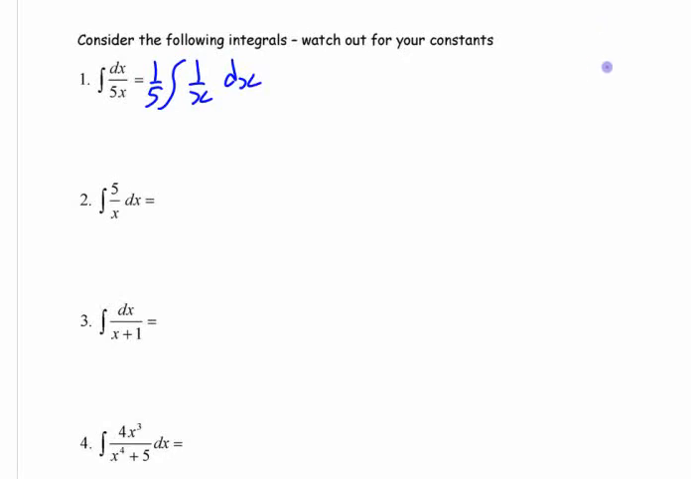natural logarithm as the derivative of that 1 over x, all right? What's the integral of that? Ln the absolute value of 5x, plus c.